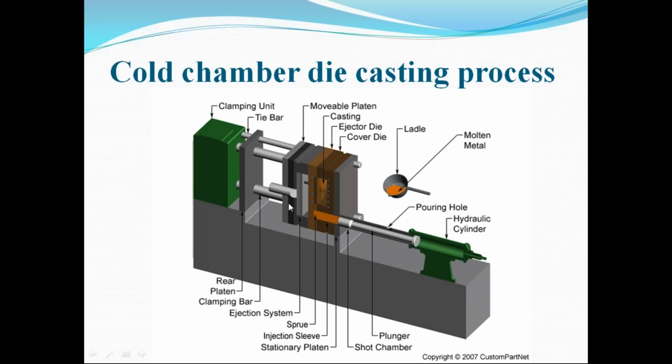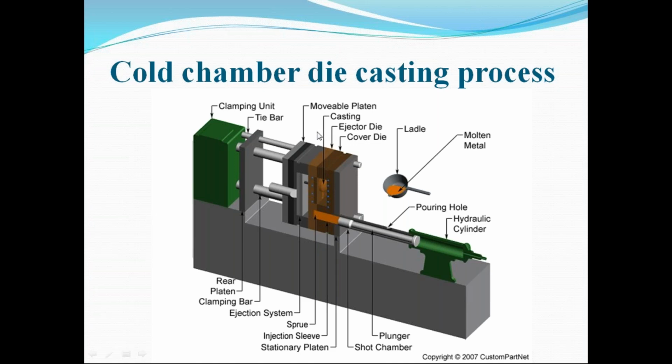So what parts are available in the machine? This cylindrical hollow portion is called the shot chamber. On the shot chamber you can find a hole, which is called the pouring hole. We carry the liquid material with the ladle and pour it through this pouring hole into the shot chamber. Here there are two dies available, one stationary and another one movable. Also we use the ejector pin for removal of the product from the die after solidification.